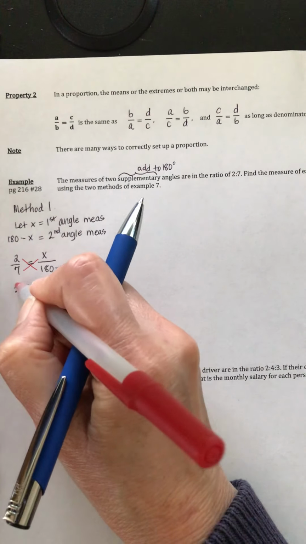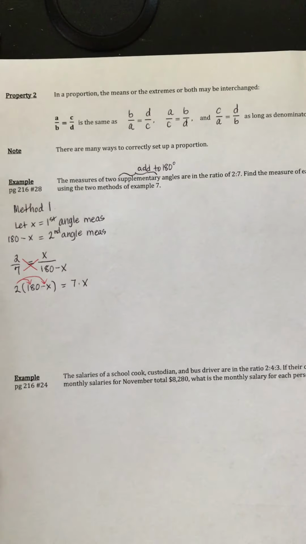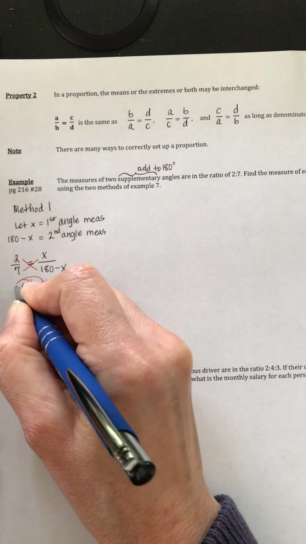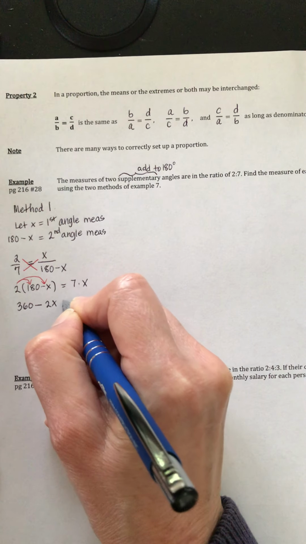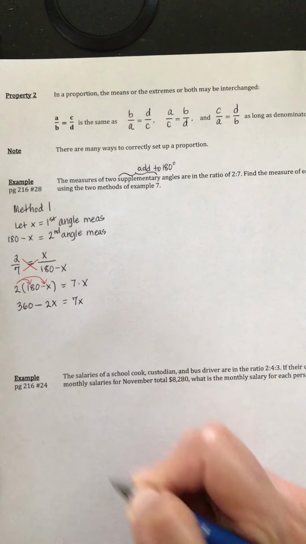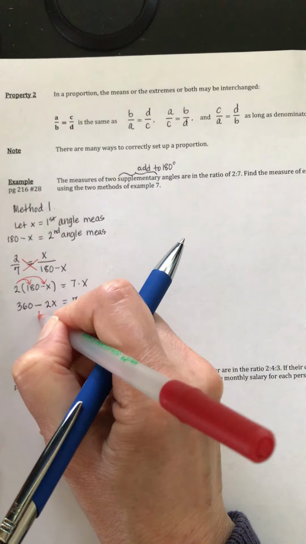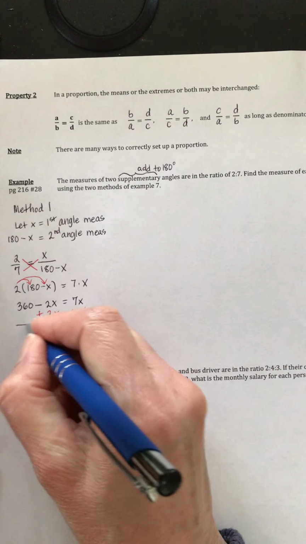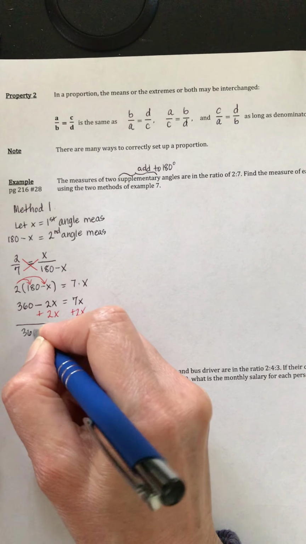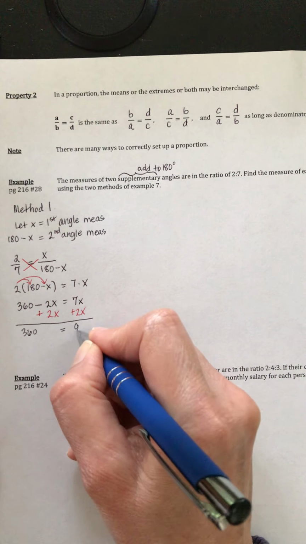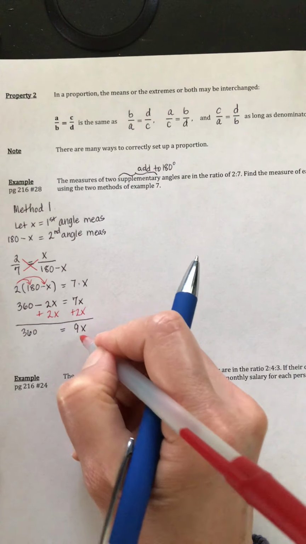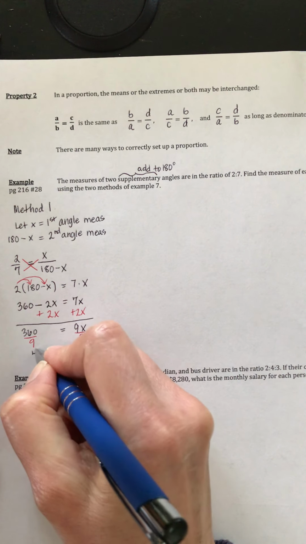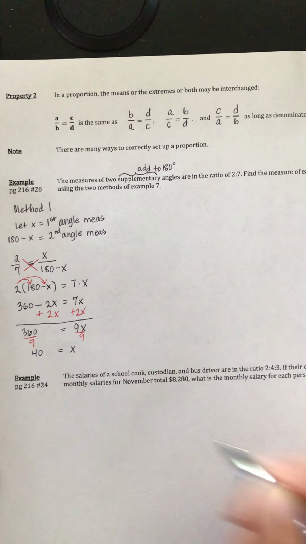So we're going to use the distributive property here. So we get 2 times 180, that's 360, minus 2 times x gives us 2x, equals 7x. To solve this, we will add 2x to both sides. And we will get 360, 2x's drop out, equals 9x. Divide by 9, and we get that 40 equals x.